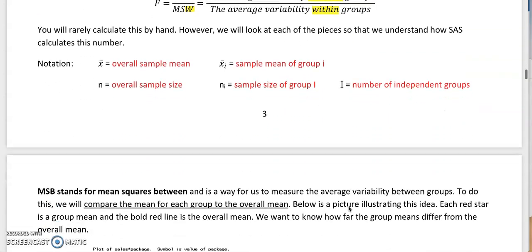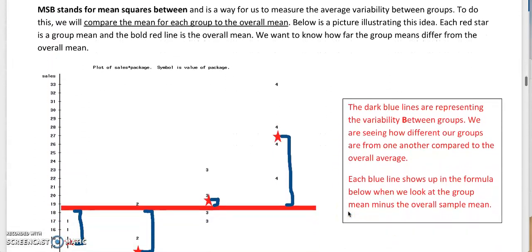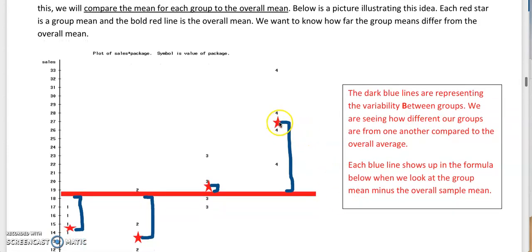So let's look at MSB first. MSB stands for the mean squares between. And as we said, it's a way for us to measure the average variability between our groups. So to do that, we're going to compare the mean for each individual group to the overall mean. And I have a picture below that sort of illustrates that idea. Each of the red stars here is the mean for that group. So for group 4, you can see my data values here. This red star is the mean of that group. And I want to see how far that red star is away from the overall mean for my data.